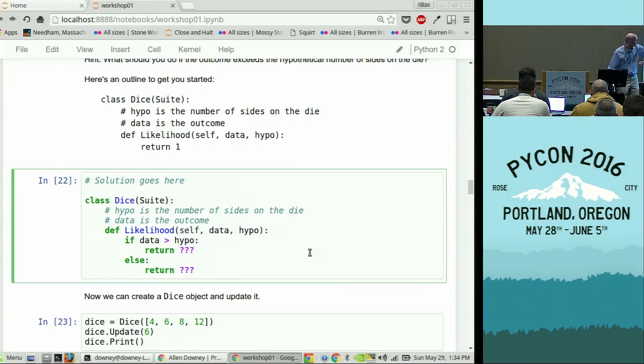I've got a likelihood function. Someone's going to give me the data. They're going to give me the hypothesis. If the data, the outcome, the 6, exceeds the number of sides on the die, the hypothesis, that can't have happened. So this result has to be 0. Okay? So if you tell me how many sides there are and you tell me the outcome, and the outcome exceeds the number of sides, 0 likelihood. If that's not the case, then what's the likelihood of the data under that hypothesis? What should I fill in there? 1 over hypo, 1 divided by hypo. Good.